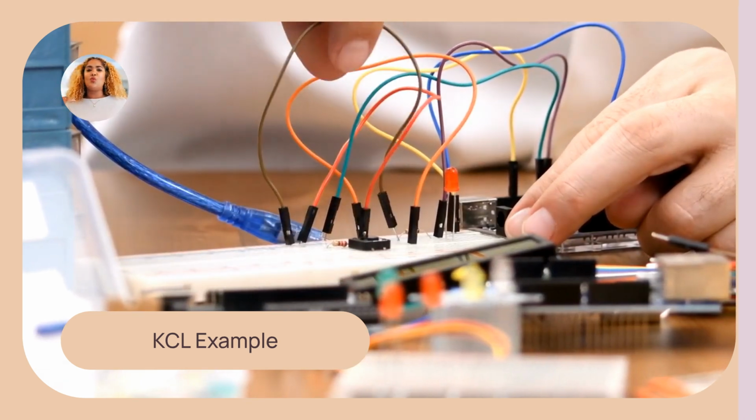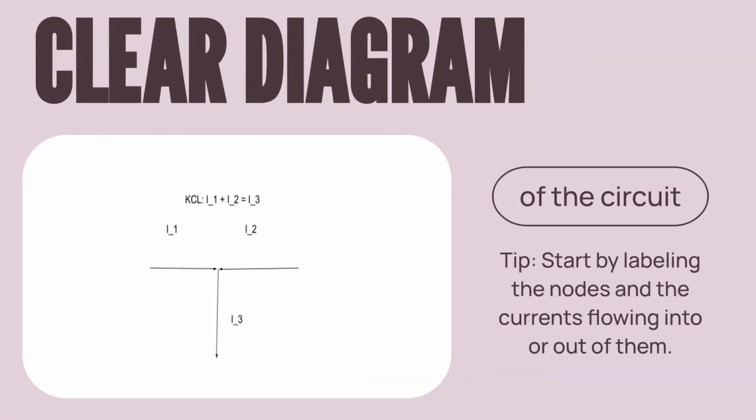Consider a simple circuit. To solve this circuit, we can apply KCL at the node. At node A, we have I1 and I2 entering and I3 leaving the node. Applying KCL, we get I1 plus I2 equals I3.